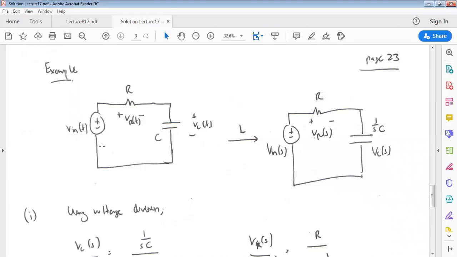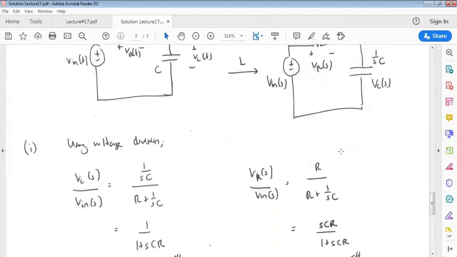We are supposed to get Vin(s) as the input voltage. We have a resistor of R there, and there's no change to the resistance R, but there should be a change to the capacitance, where in the S domain it should be equal to 1 over SC. Now the voltage across the resistor is VR(s) in the S domain, and the voltage across the capacitor is VC(s) in the S domain.